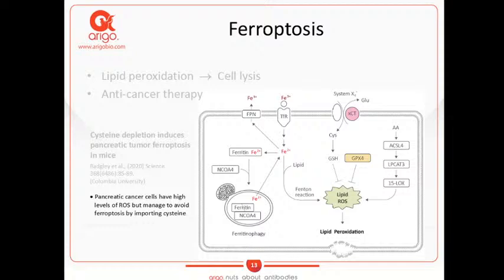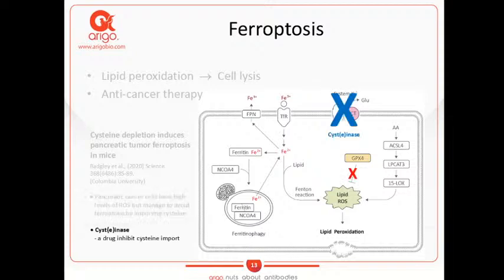importing cysteine. The tumor cell imports a lot of cysteine to generate glutathione that can be used to reduce lipid ROS and prevent ferroptosis. So the group used a drug, cysteinase. It's a drug that inhibits cysteine importing. By treatment with this drug, the cysteine importing is inhibited.